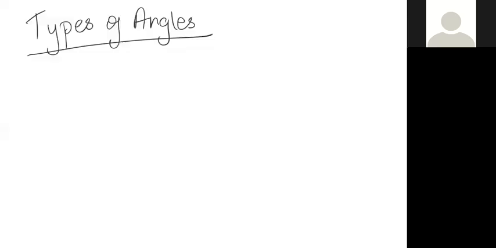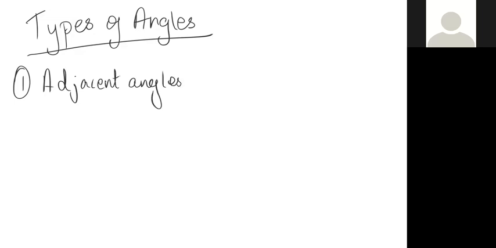All right, let's talk about a very important concept. It's called types of angles. This will be used in your future grades as well, so it's very important you pay attention to this. First, what we'll be discussing is adjacent angles. Okay, this is just understanding, not very useful.